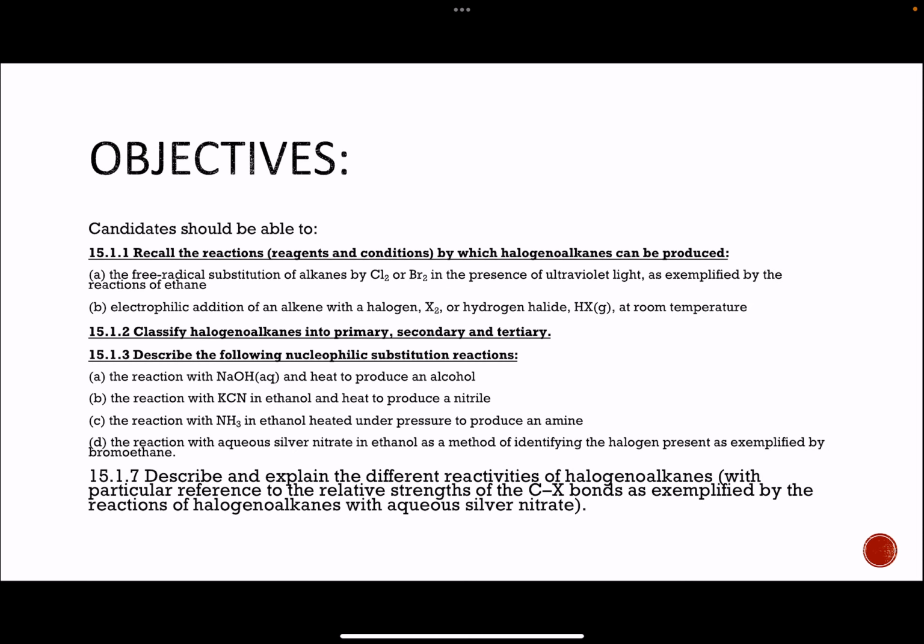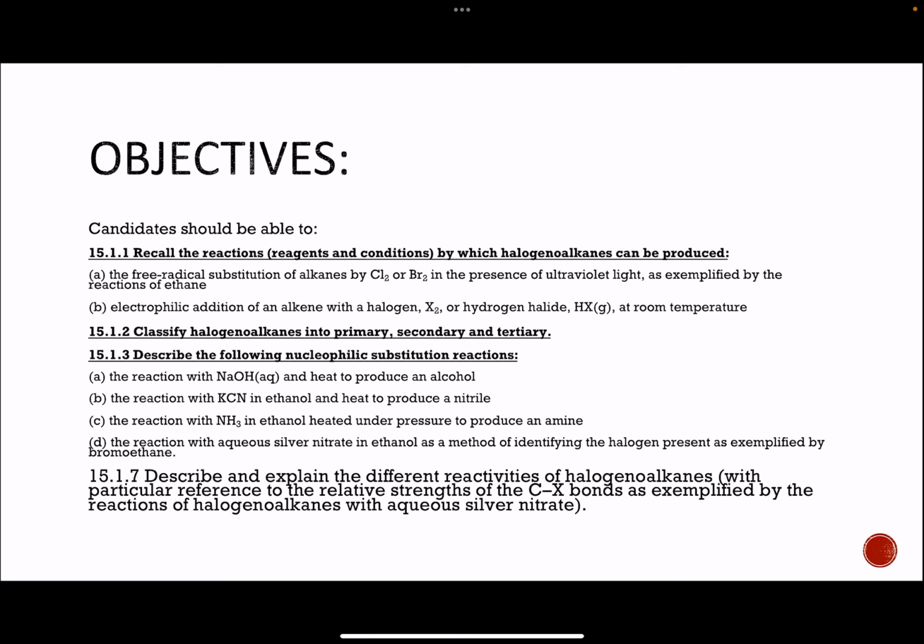So first, going with the objectives. It says candidates should be able to, first of all, recall the reaction, specifically the reagents, which is what reacts with the organic molecule, and the specific conditions by which halogenalkanes can be produced. 15.1.1 is something we did in Organic Part 1. The first way we can make a halogenalkane is by the free radical substitution of alkanes by a halogen in the presence of UV light. The second is an electrophilic addition of an alkene with a halogen or a hydrogen halide at room temperature. So that's something that we've done before.